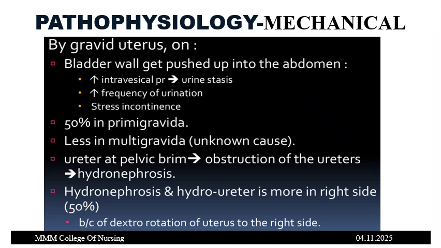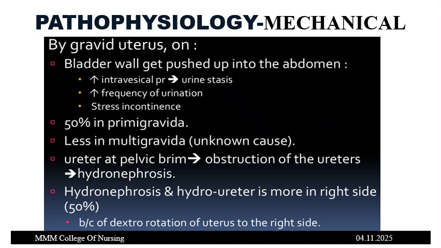So when this ureter comes onto the pelvic brim, the bony prominence, the gravid uterus is going to press onto this ureter. That causes obstruction of the ureter, and that causes hydronephrosis, that is backflow of the urine into the pelvis of the kidney. This hydronephrosis and hydroureter is more on the right side because of the dextrorotation of the uterus to the right side. As I told you already, the normal position of the uterus is anteversion and anteflexion onto the bladder.